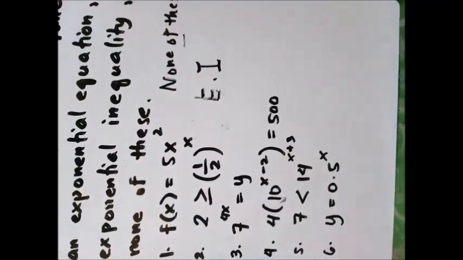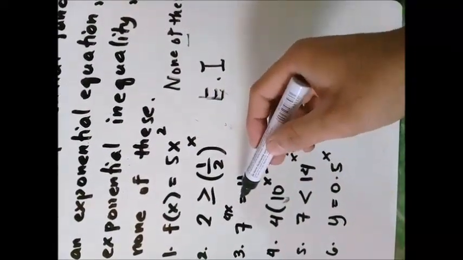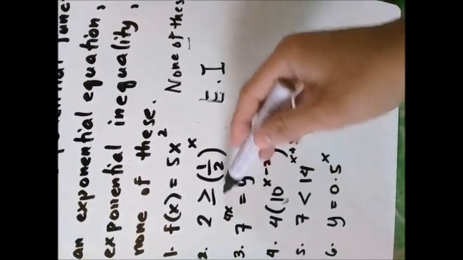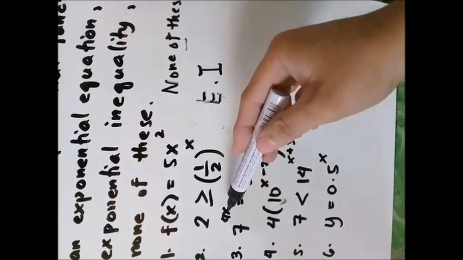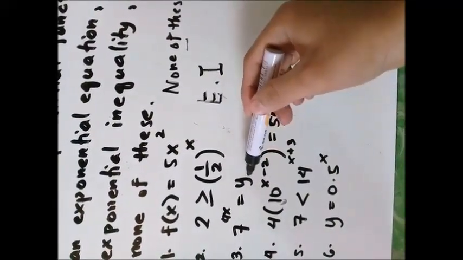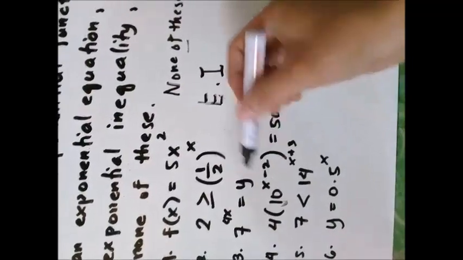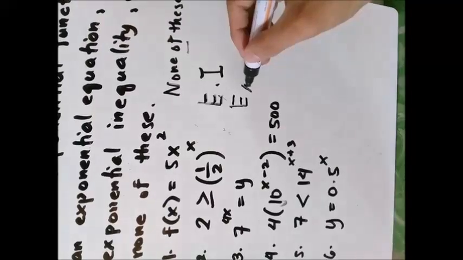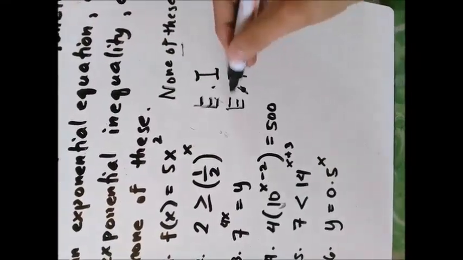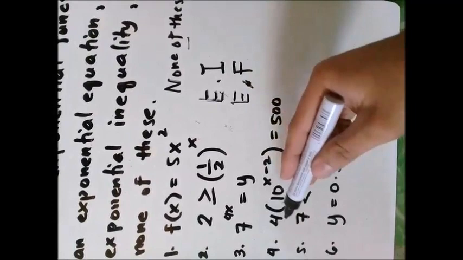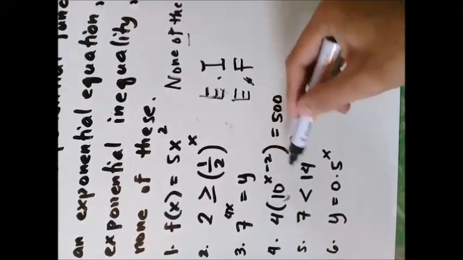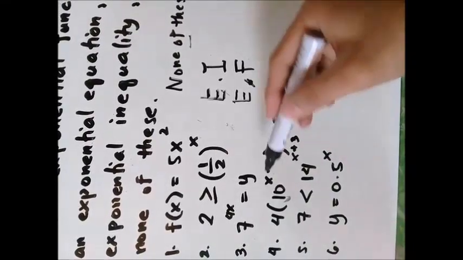So number 3 naman, class, may equal sign tayo dito. So probably isa siyang equation, pero yung variable natin, meron tayong y, meron tayong x. So hindi na siya equation, isa siyang exponential function. Number 4, you have here an exponential expression, and may equal sign, isa lang yung variable.